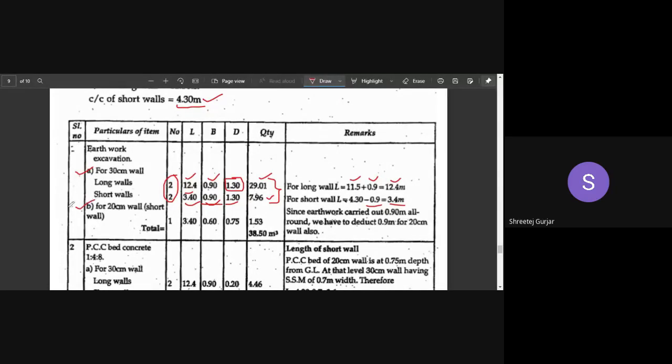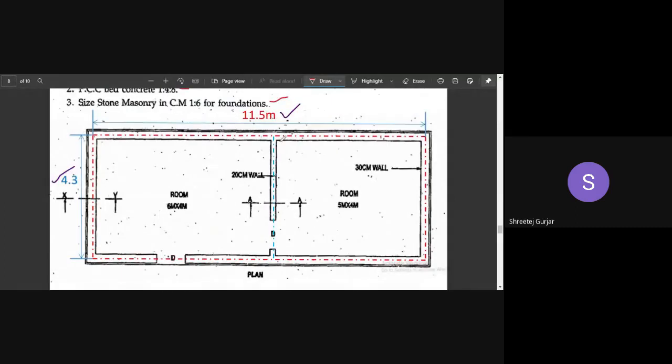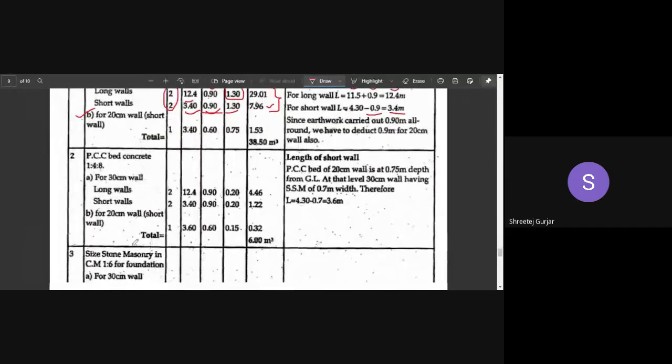So under that, write down B, categorize it as B for 30 centimeter wall. Now if we just look into the plan, we will see that for 20 centimeter wall, there is only a short wall. There are no long walls of 20 centimeter thickness. Only there is one short wall. So we will write down only one number of short wall and no long walls.